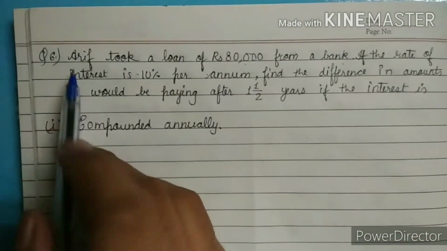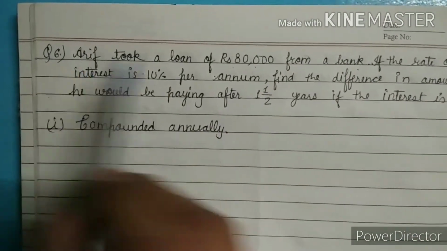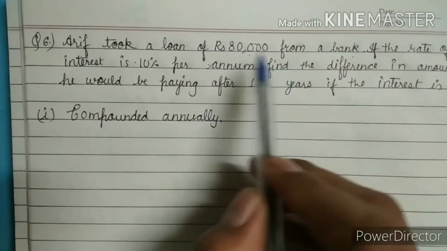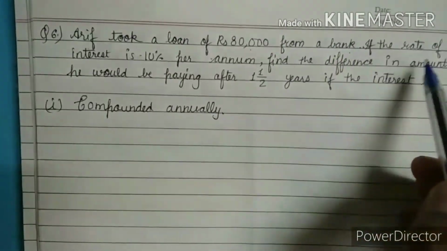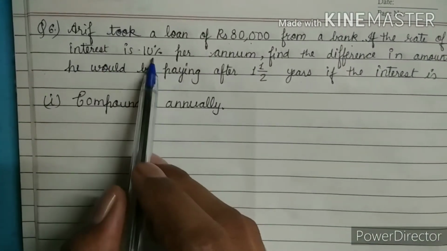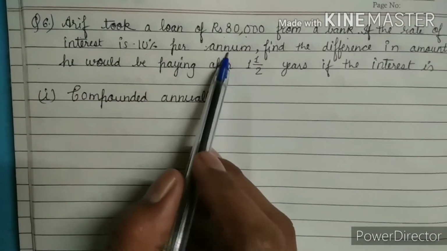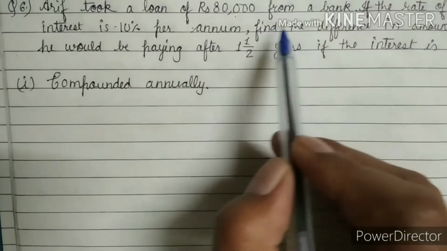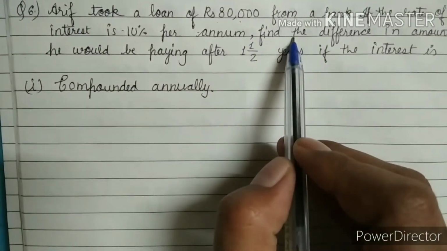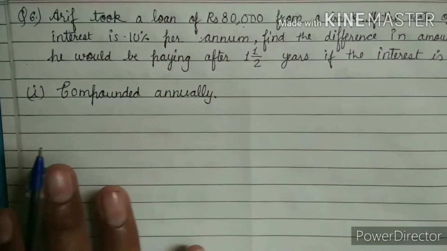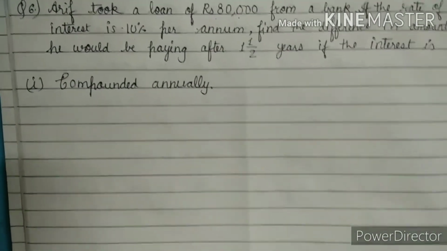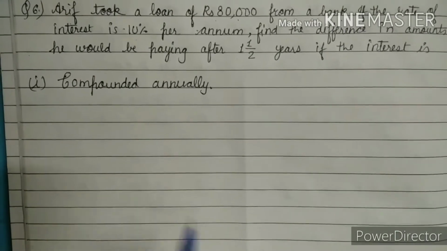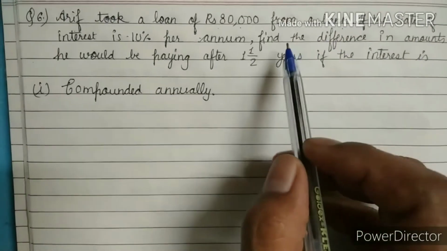So Arif, the boy's name is there. He has taken a loan from the bank, that is the principal amount of 80,000. The rate of interest is 10% per annum, but it is not given here whether compounded annually or compounded half yearly, because the question separately gives compounded annually, what will be coming, and compounded half yearly, at that time what will we get.